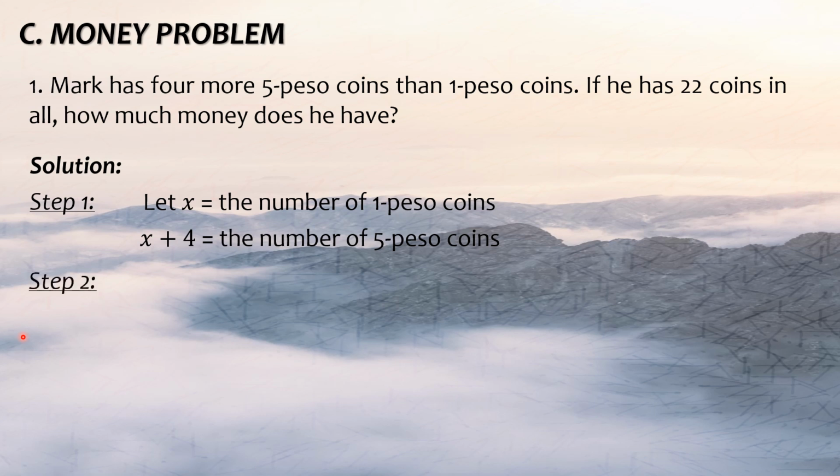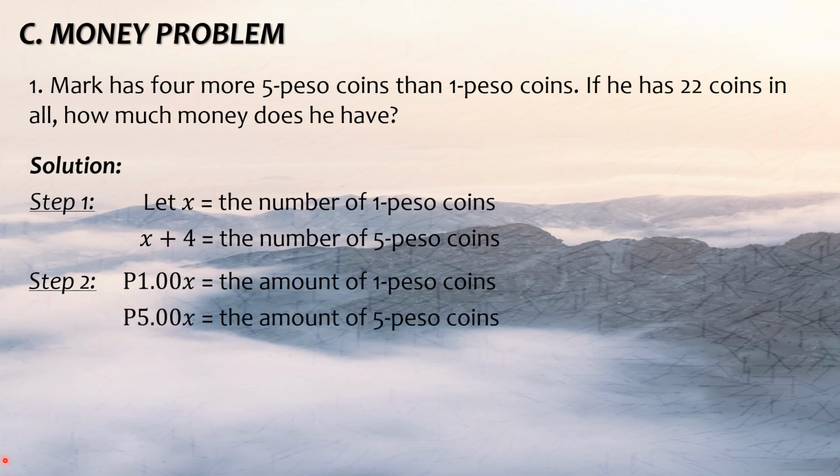Let's have the step 2. Sabi dyan, magkano nga ba yung pera ni Mark all in all? So, i-represent natin ang 1 peso coin by 1 peso times x, which is the amount of the 1 peso coins. Minultiply natin yung 1 peso doon sa variable x para malaman natin mamaya kung ilang 1 peso coin at kung magkano. And then, sa 5 peso coin naman, ay imumultiply din natin sa variable x.